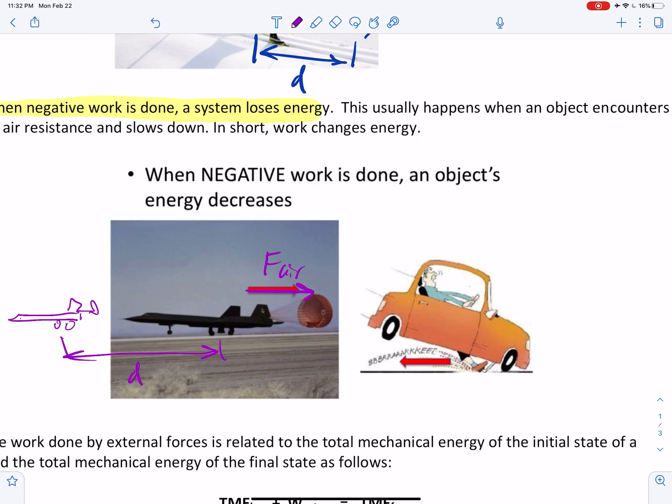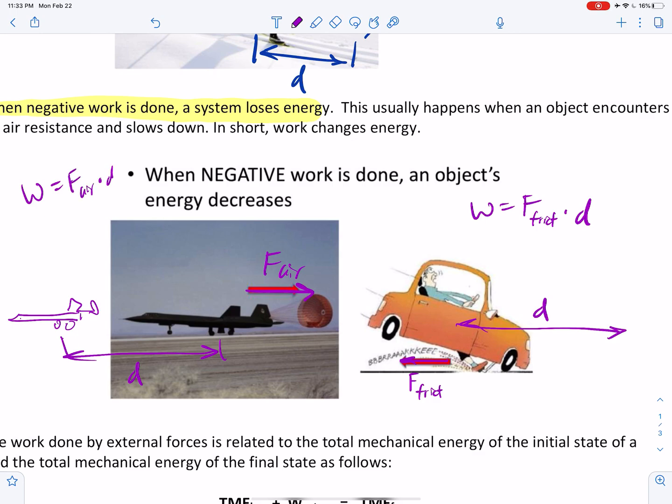it's causing it to lose mechanical energy. Or over here in this example on the right side, now we've got somebody who's driving a car, and that car is traveling this way. So their displacement would be in this direction. But the force is pushing in the opposite direction, this way. So I'm going to call this the force of friction. So here we would say the work being done is the force of friction times the displacement. Over here we would say the work being done is the force of air resistance times the displacement.